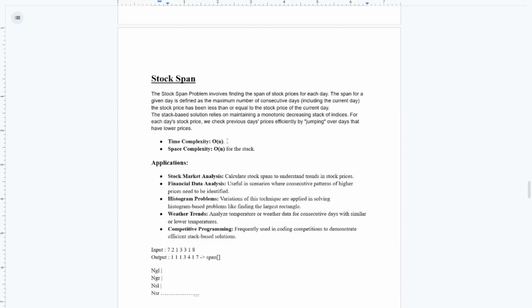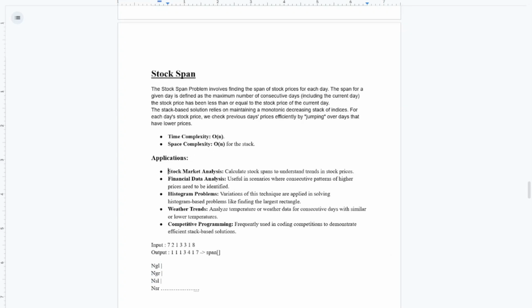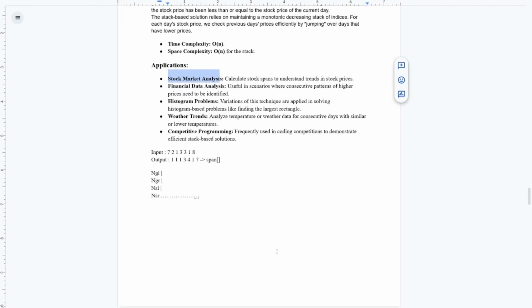Coming to time complexity, big of n, space complexity, big of n. Okay. And the application, the most popular application stock market analysis, as the name suggests, also suggests stock span problem. ठीक है. Financial data analysis, histogram problems, weather trends, competitive programming. You can give a read.